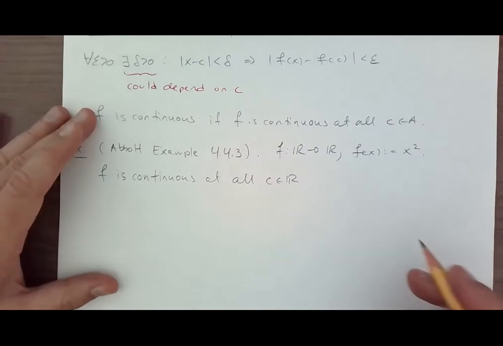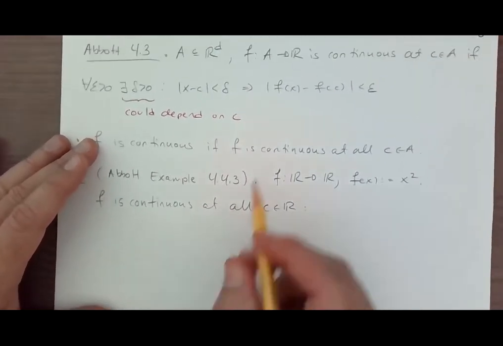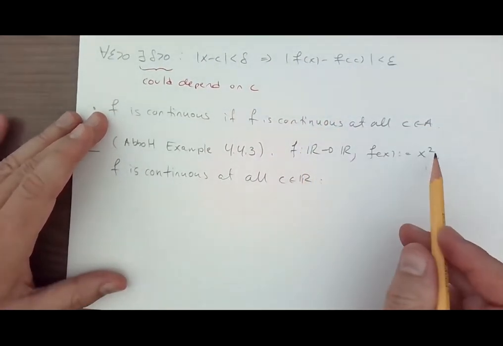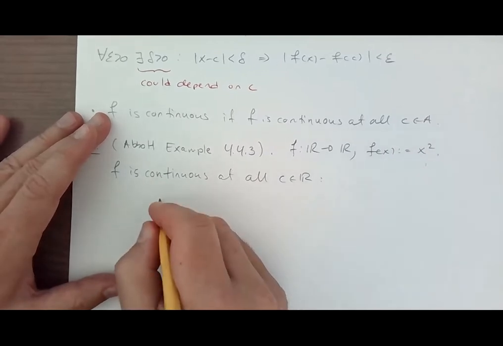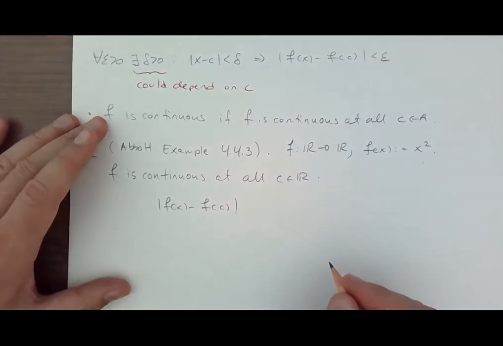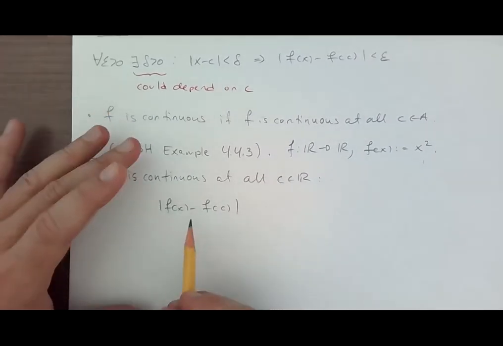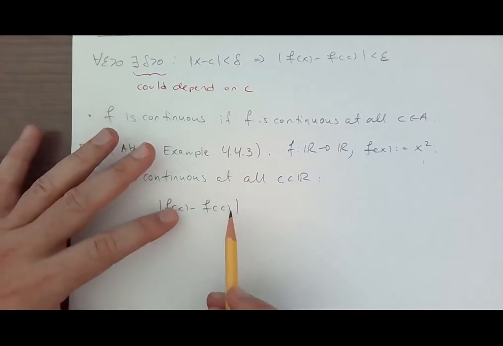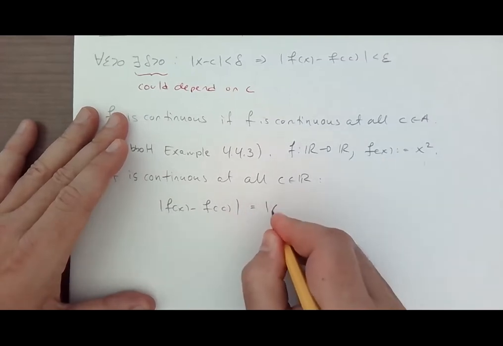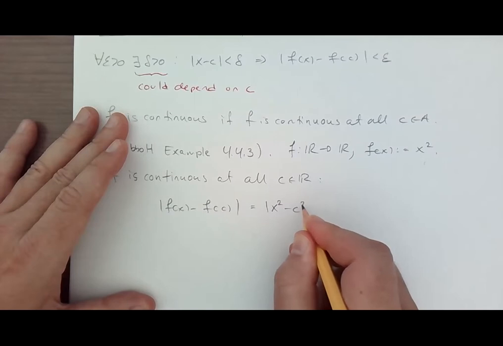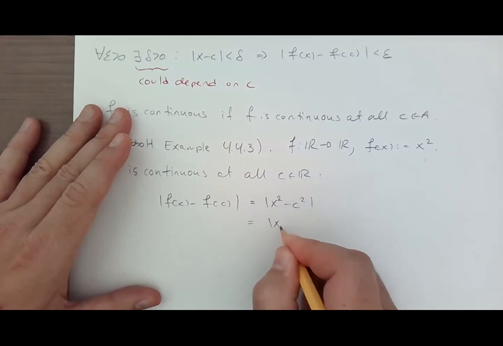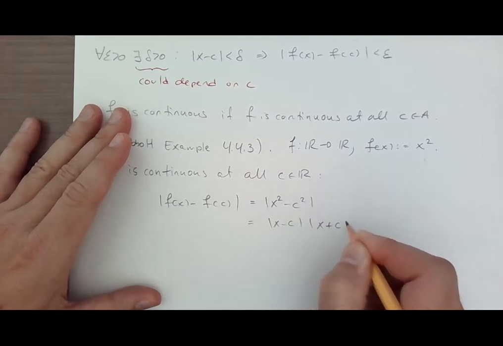And how would one go about proving it? Well, we need to compute. We need to control the function values, right? We need to control the squares. So if I look at the difference over in the image, this is what I want to make small, and I need to make this small by keeping x and c close to each other. By definition, this is the absolute value of x squared minus c squared. I can express this as the absolute value of x minus c times x plus c.